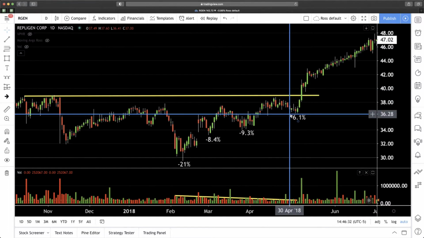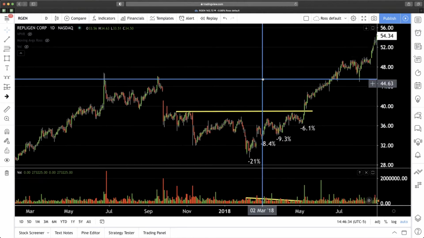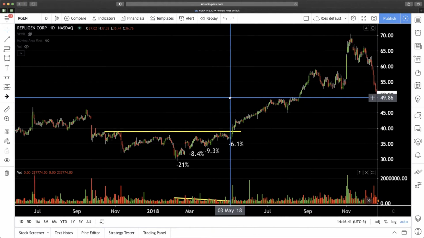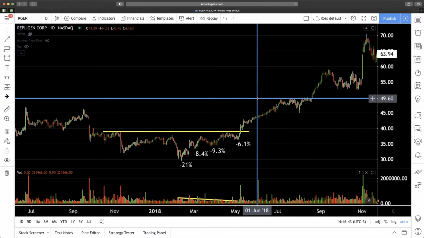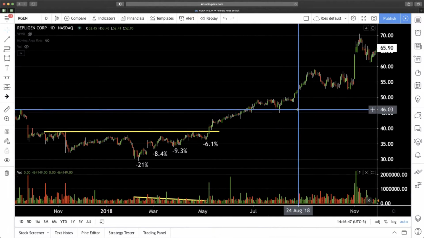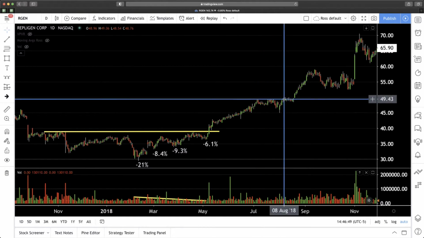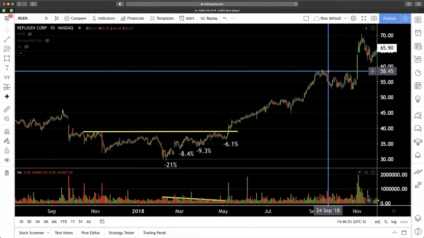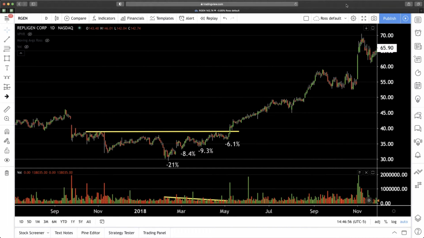Now, when a stock forms a base and breaks out, you will usually see several more bases along the way. It's just market behavior. When a stock makes a big move higher, people are going to take profits, and that's going to cause the stock to pull back a little bit before continuing its run higher. On average, with a good breakout, you should see 2 to 3 bases, maybe 4.